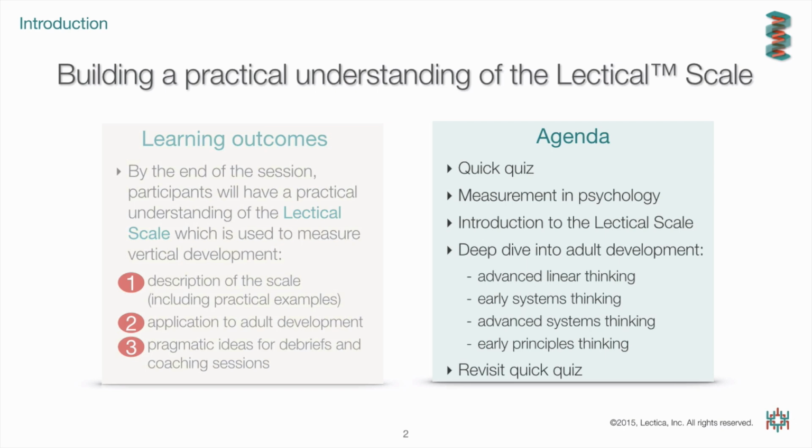I'll then shift gears and guide you through a deep dive into adult development. Here, we're mostly interested in 4 zones of adult development, including advanced linear thinking, early systems thinking, advanced systems thinking, and early principles thinking. These zones cover approximately 99% of the adult population and should be more than adequate to give you a good sense of how to support the adults you work with, but more about that shortly. Finally, we'll revisit the quick quiz and see how your understanding may have changed through the lecture.